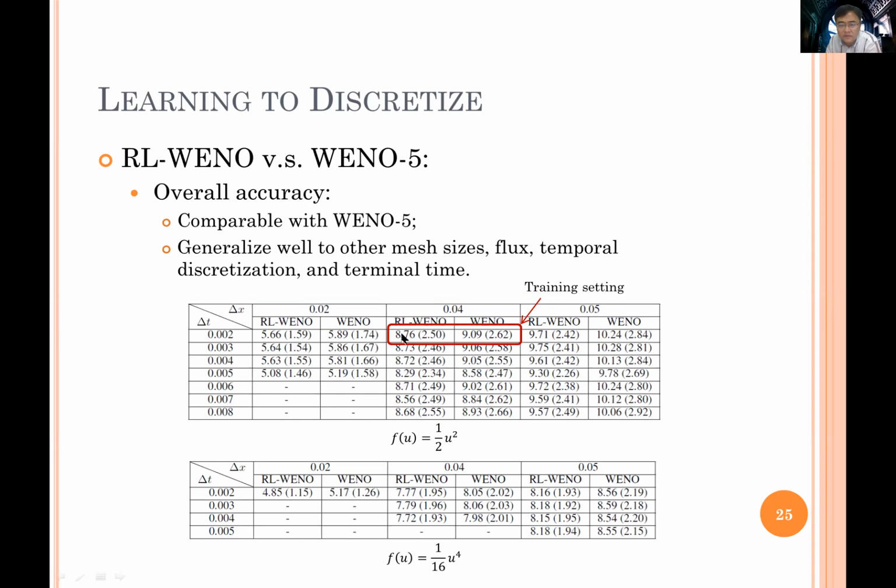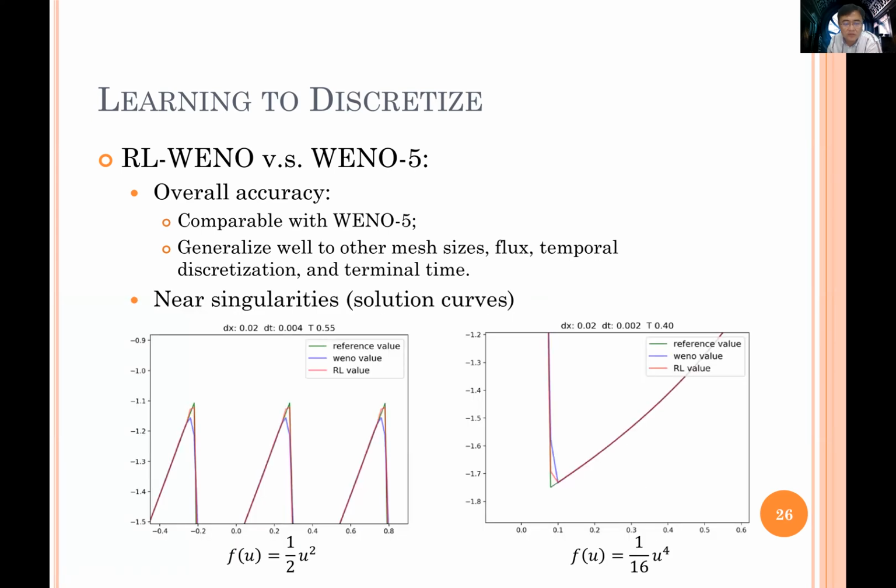This is the overall error, and it's comparable with WENO. It also generalizes to other fluxes, but it does not generalize very well to wild fluxes. For example, if you use a non-convex flux, it does not work that well, but it has mild generalization ability to other fluxes. And it particularly does better than WENO near singularities. This is actually what we were hoping to see. And this is just two examples at certain singularities.